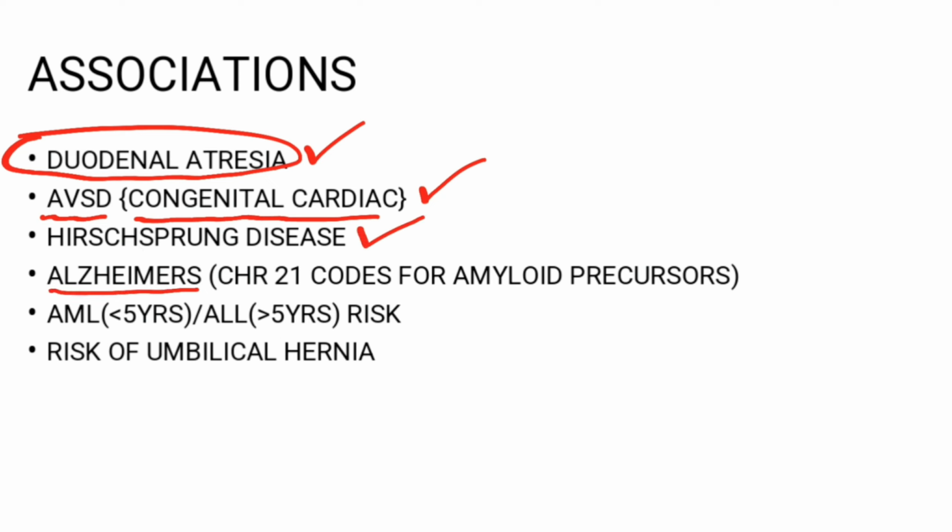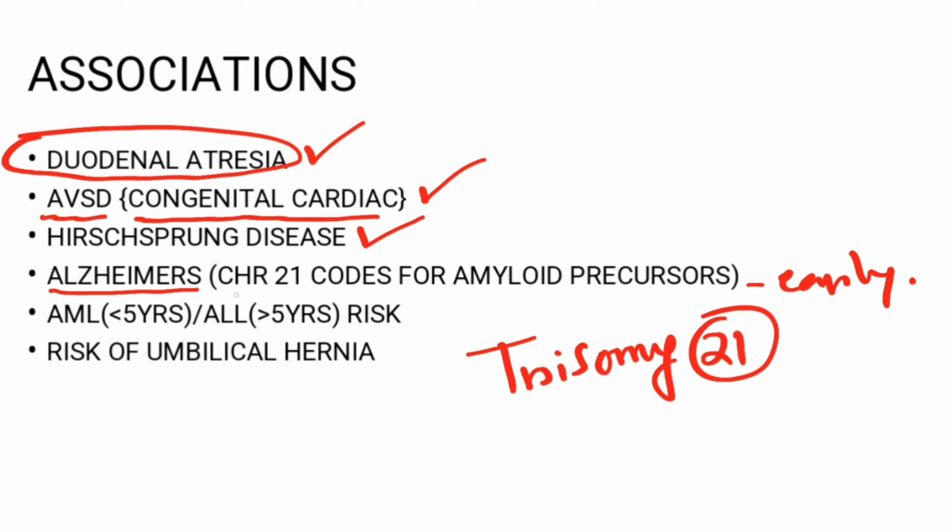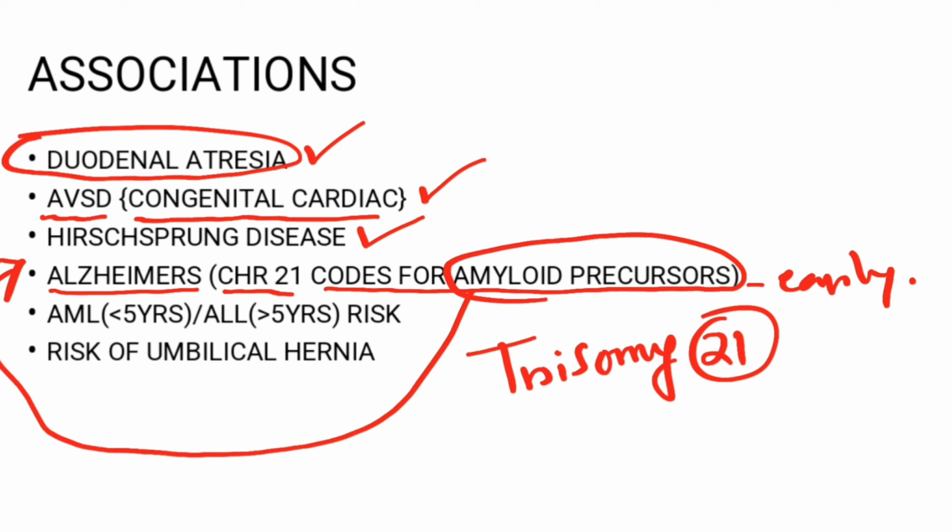We can see Alzheimer's disease, which is seen early in Down syndrome patients. The reason for that is, we all know that Down syndrome is basically trisomy 21. So chromosome number 21 actually codes for the amyloid precursors. These amyloid precursor proteins are basically responsible for this Alzheimer's.